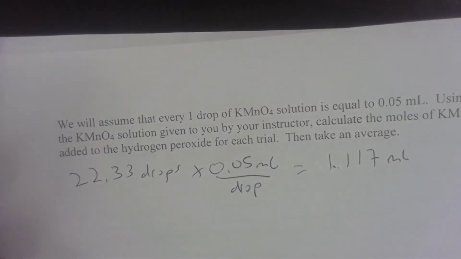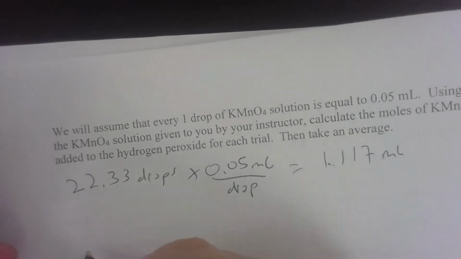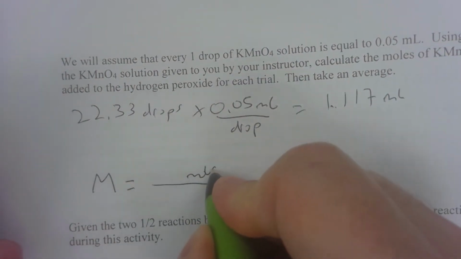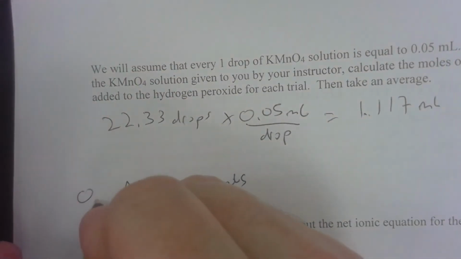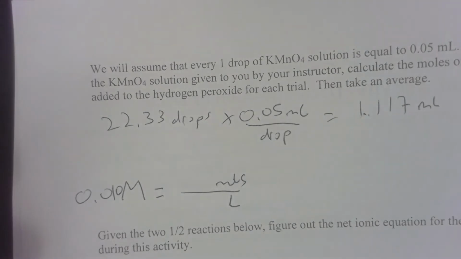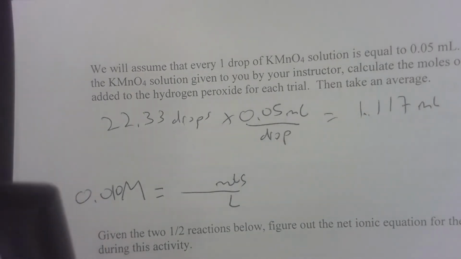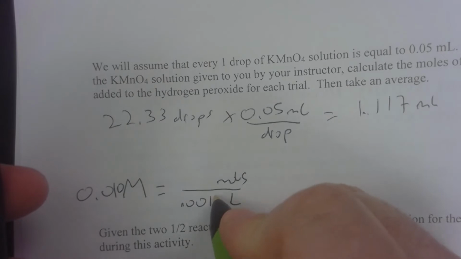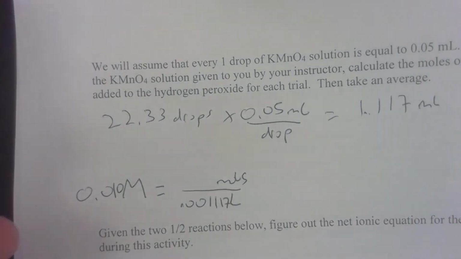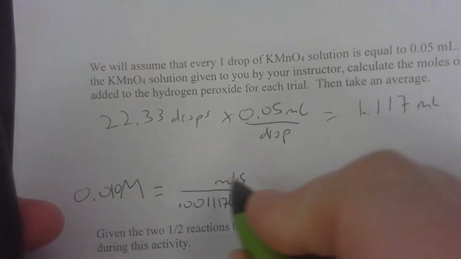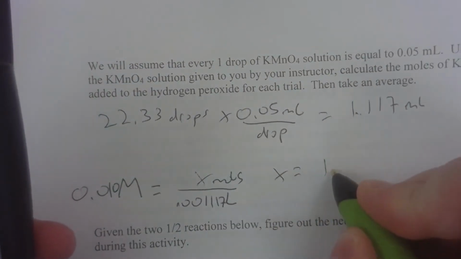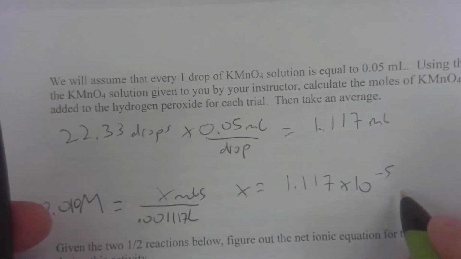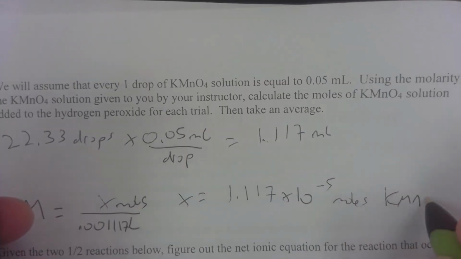So, what does that mean as far as the moles of KMnO4 we added? Well, remember, molarity, make sure you can see this. Molarity equals moles over liters. The molarity of the solution was 0.010. The volume was 1.117, so if I divide that by 1,000, that would be liters. So that would be 0.001117. So I multiply that by 0.01, and that means my x is equal to 1.117 times 10 to the minus 5 moles of KMnO4.